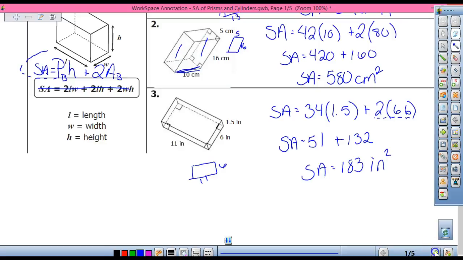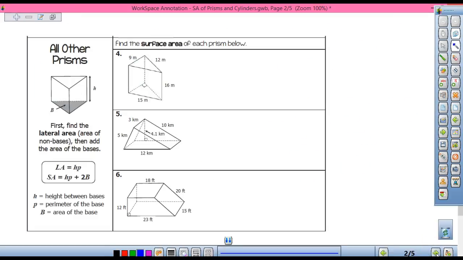Okay, so far so good, right? Alright, so now we've got some that have different bases, which is the exact same thing that we just did. Perimeter times your height plus 2 times the area of your base.